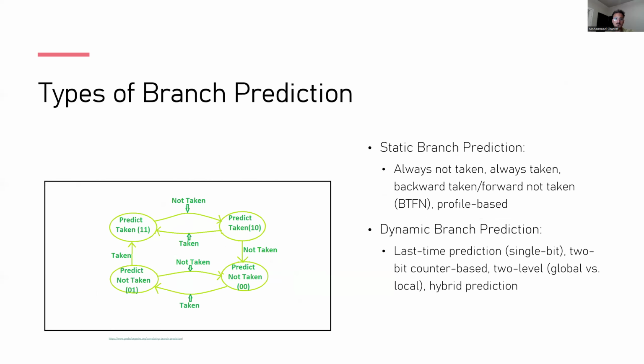Furthermore, let's talk about the types of branch prediction. They fall under two types: static and dynamic branch prediction. The static is always not taken, or always taken, or always backward taken, or always forward not taken, which is the same as backward taken.